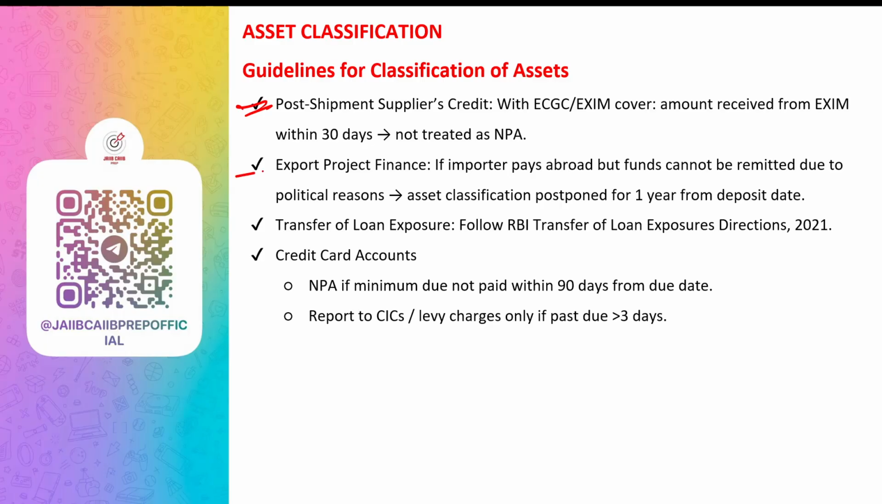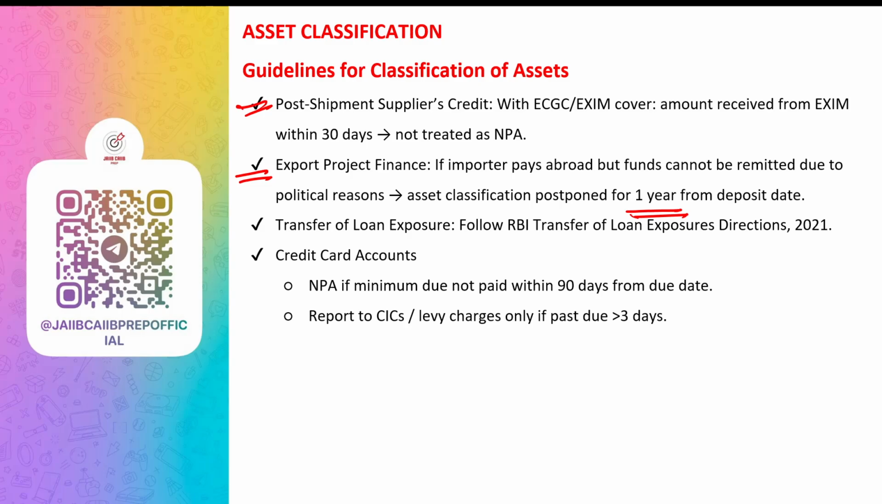Export project finance. So sometimes banks finance large export projects where an Indian company exports goods or services to another country. Now the importer may pay the full dues to the bank in their own country, but due to political reasons, the money cannot be remitted to India. In such cases, the lending bank is not at fault and neither is the importer. If the bank can show documents proving that the importer paid on time, then the loan will not immediately be classified as a non-performing asset. Instead, the bank is allowed to wait 1 year from the date of deposit.